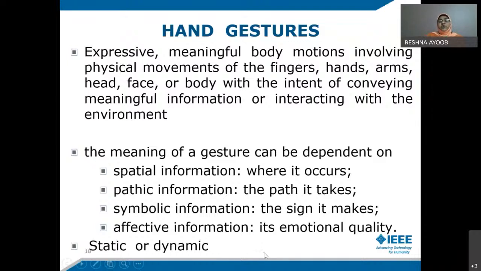And the affective information, that is the emotional quality. If I'm saying good morning, the face should be bright to show happiness, so that emotional quality should also be there. Gestures can be static or dynamic. Static means just a certain pose or configuration, like this is a posture. And good morning or good night are dynamic, moving in space. So gestures can be static or dynamic. Some gestures have both static and dynamic parts.